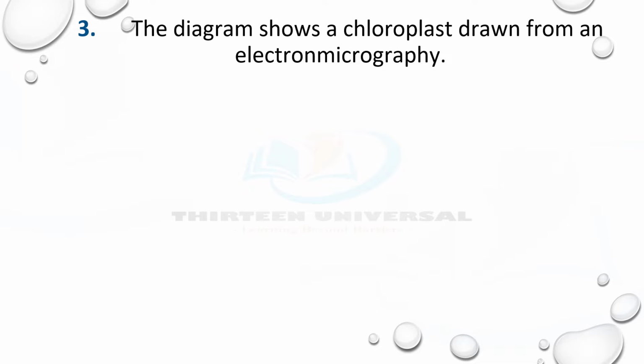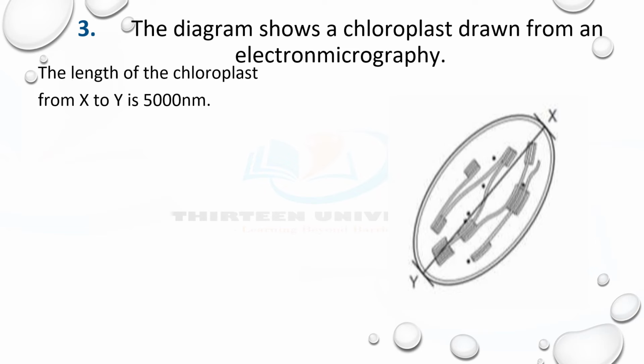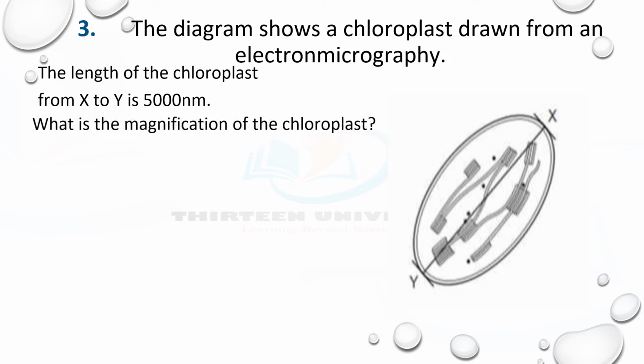So the diagram shows a chloroplast from electron micrography. The length of the chloroplast from X to Y is 5,000 nanometer. What is the magnification? I want you to pause and try this question. All right, so let's see how it goes.